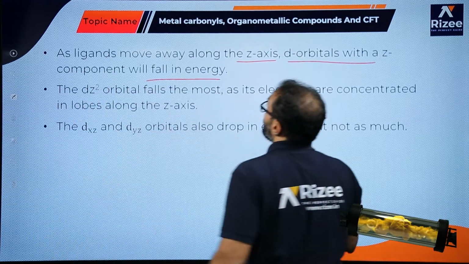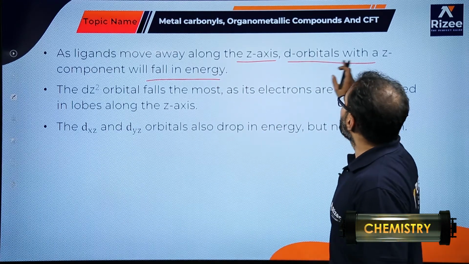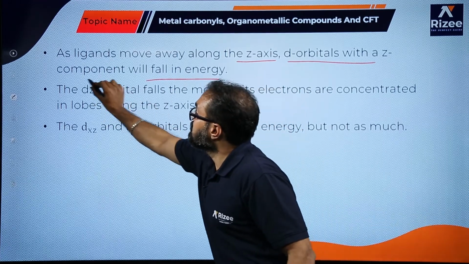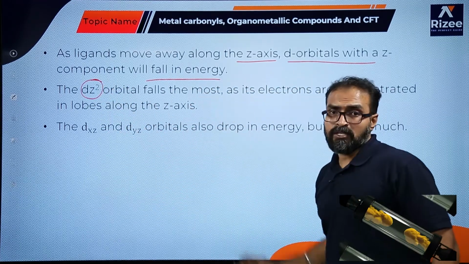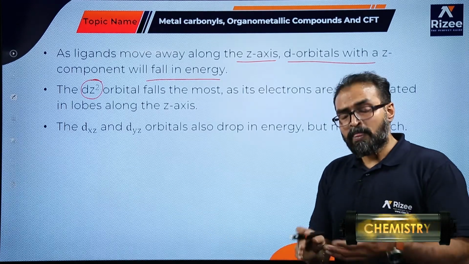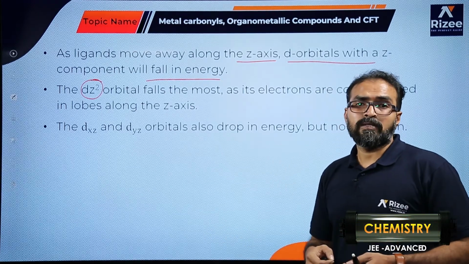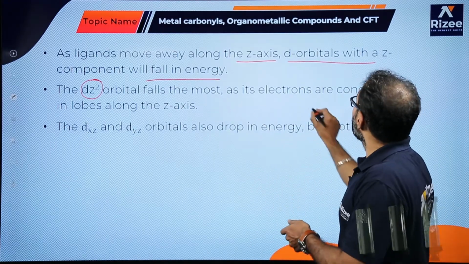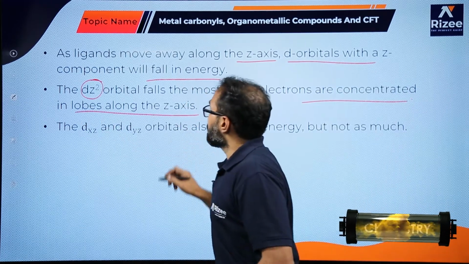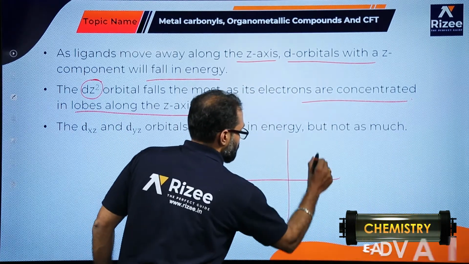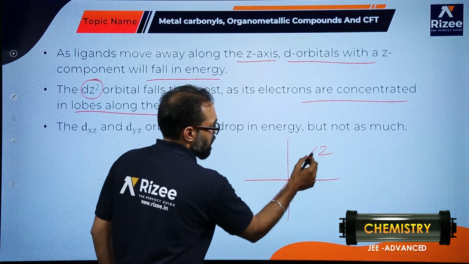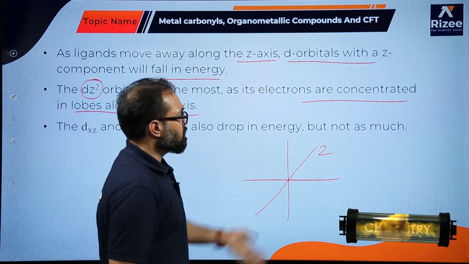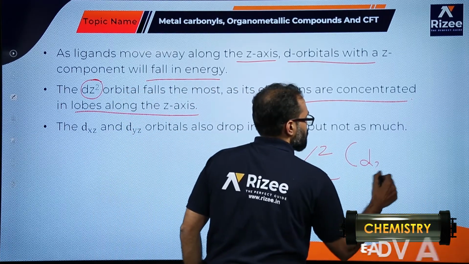Now see this. As the ligands move away along the z-axis, d orbitals with a z component will fall in energy. That is, the dz square orbital falls the most. We can easily expect that. Why? We are removing the z components. So definitely dz square will have lower energy, as the electrons are concentrated in the lobes along the z-axis. If this is the z-axis, they have electrons concentrated along the z-axis. So their energy will decrease. So dz square has very little energy.